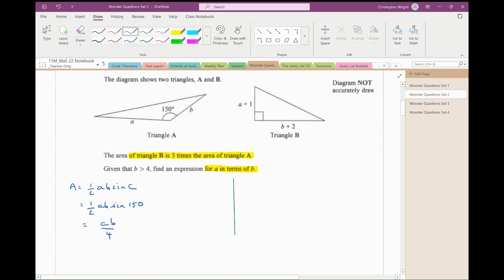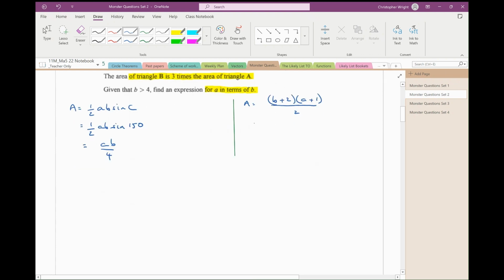Right, looking at the right-hand triangle, that is a right-angle triangle. So I'm going to do the base, multiply it by the height, over 2. Let's just simplify that now. It's going to give me (AB plus 2A plus B plus 2) all over 2.